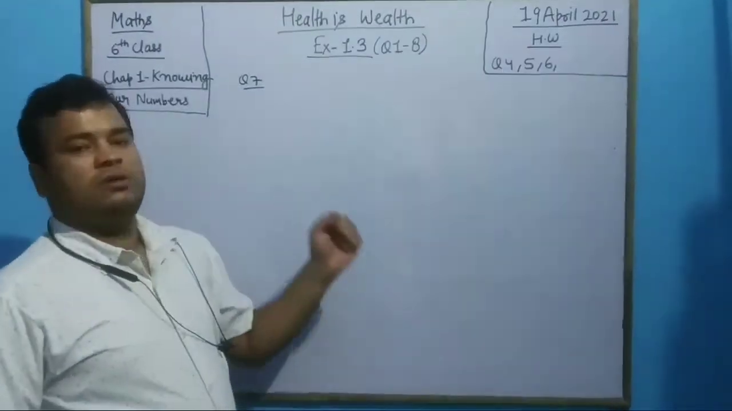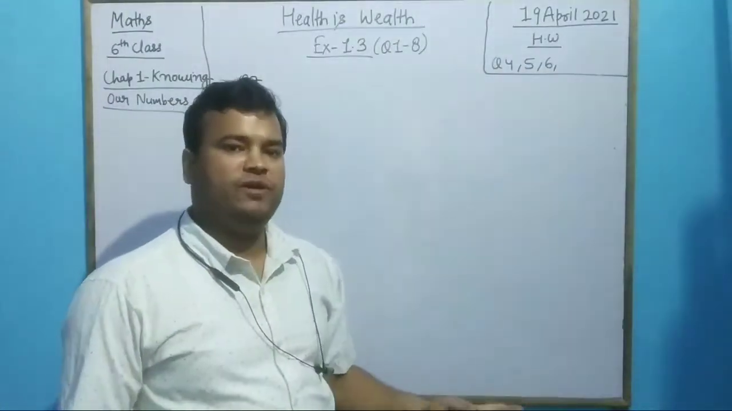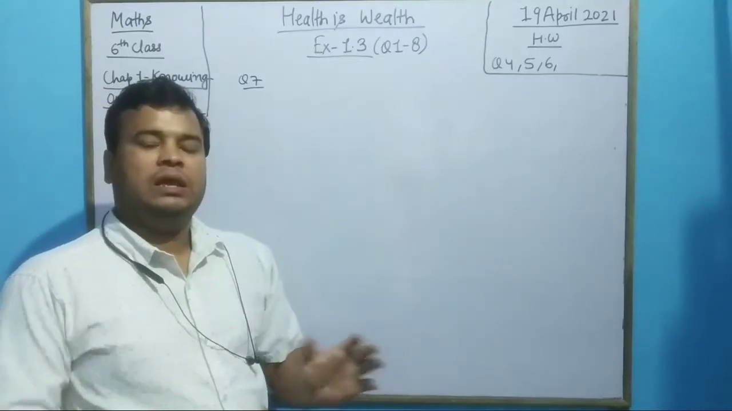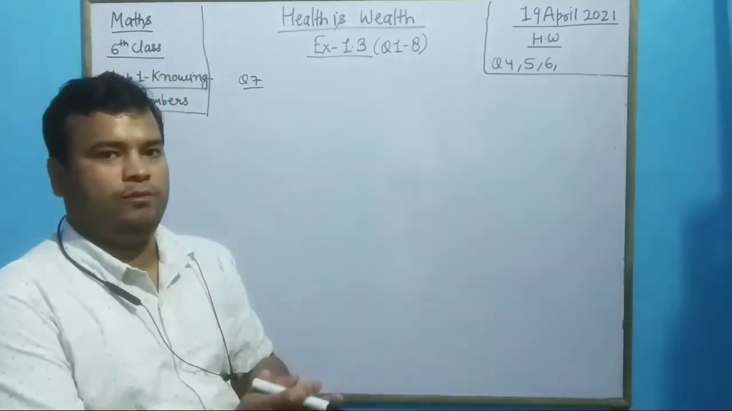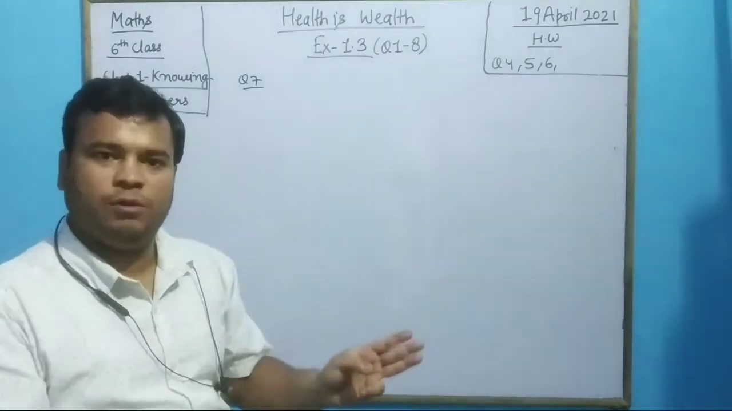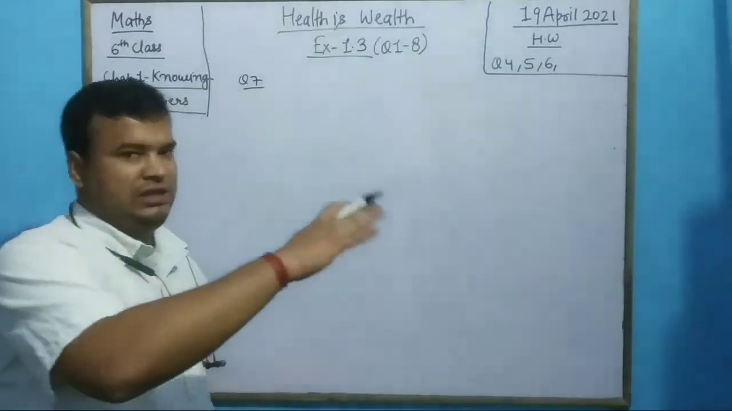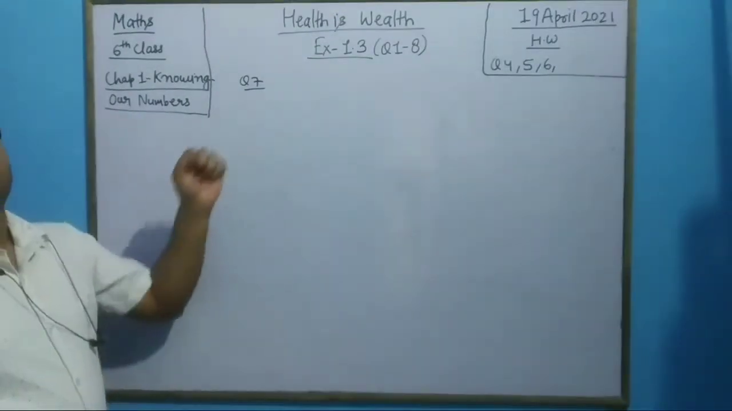Let us see question number 7. Question number 4, question number 5 and question number 6 are your homework. Also in question number 1 and question number 3, you have to find the sum of all the numbers we have formed. That is also your homework. Now let us see question number 7.